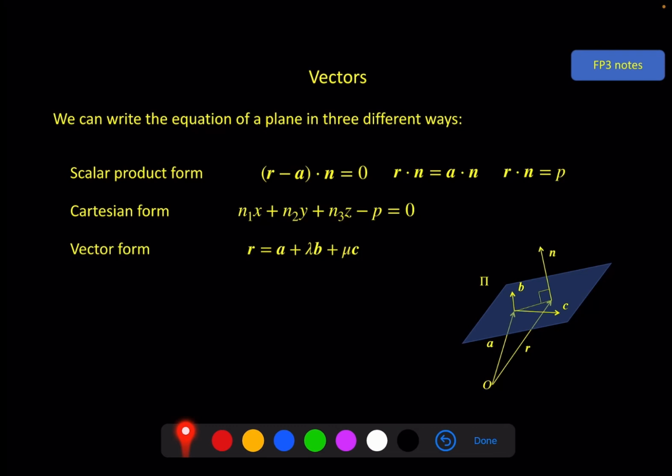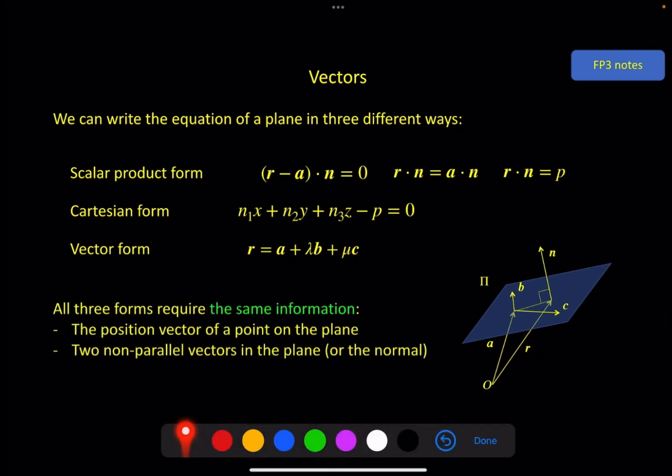So we have the scalar product form, which will be this one, and you'll probably find the answer written like this by the time you've finished. The Cartesian form here, which comes straight out of this. A vector form here, which uses the two non-parallel vectors. And these three are using more or less the same information. The position vector of a point on the plane, a, to get to the plane from the origin, that fixes where the plane is in space. And then two non-parallel vectors in the plane, either because you're going to use them like this, or because you're going to cross them in order to find the normal.